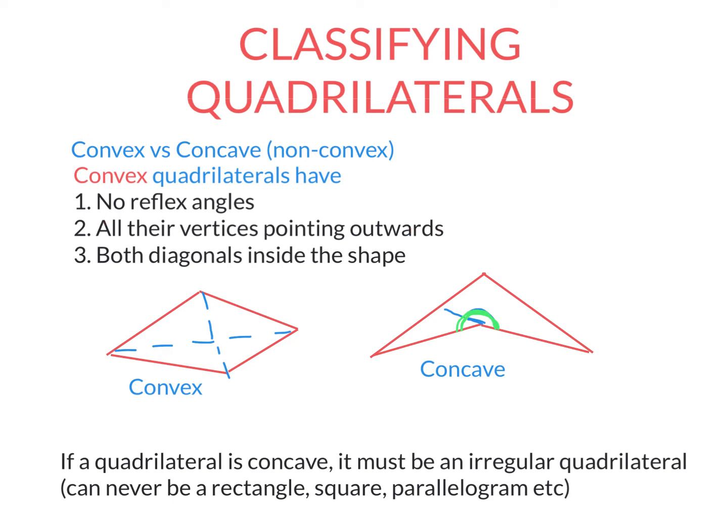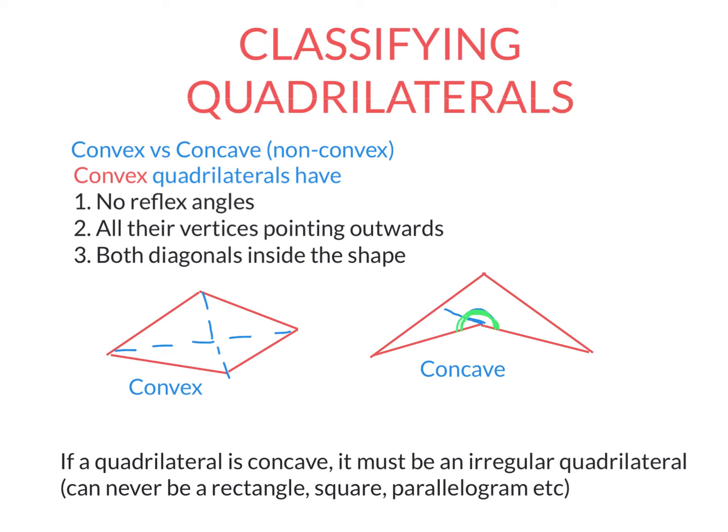All right, let's look at this second point. So for this shape, these 3 vertices or corners do point outwards, but concave quadrilaterals have one vertex that points inwards. The center of the shape is about there. See, this vertex here is pointing inwards. So it doesn't satisfy this point. This point about convex quadrilaterals is wrong for this shape, therefore this is concave.